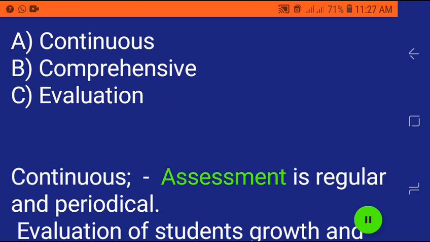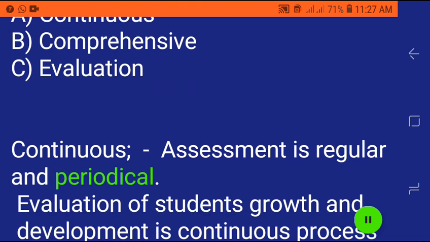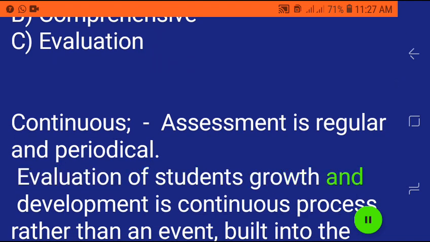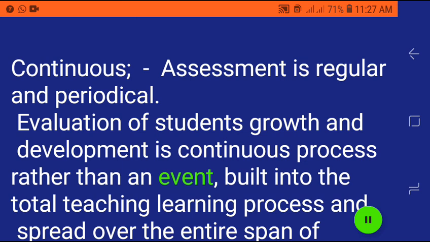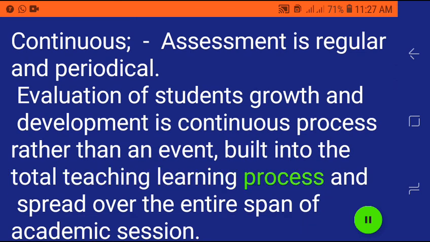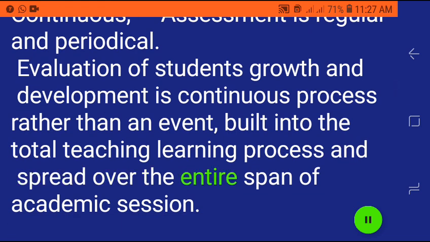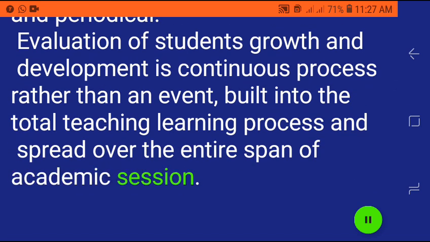Continuous assessment is regular and periodical. Evaluation of students' growth and development as a continuous process rather than an event. Built into the total teaching learning process and spread over the entire span of academic session.